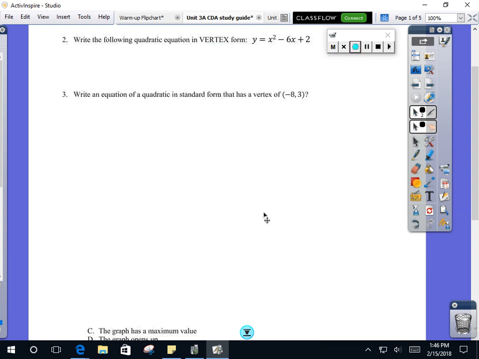Number 3. Write an equation of a quadratic that has a vertex of -8, 3. The one tomorrow is going to be vertex form, so change that to vertex form. I don't know why the review sheet had standard because the test is vertex form tomorrow. I made the review sheet. I didn't make the test. We take turns making them.